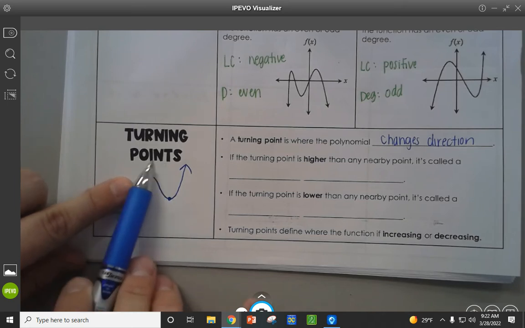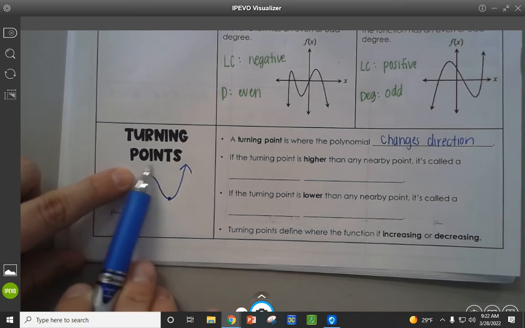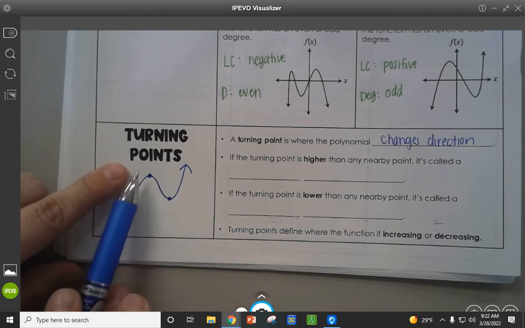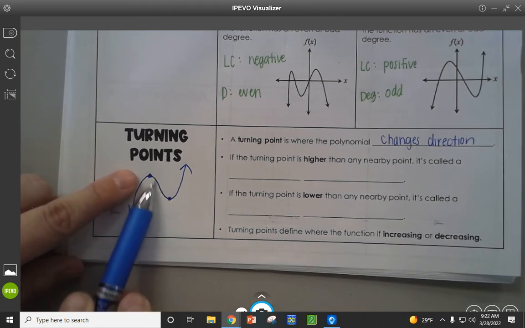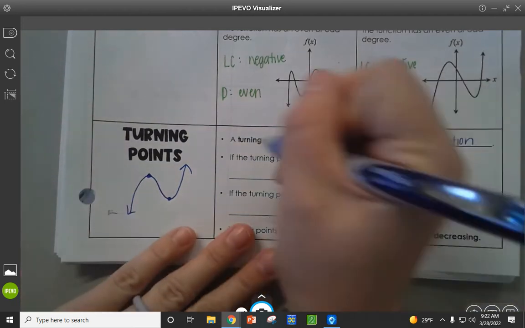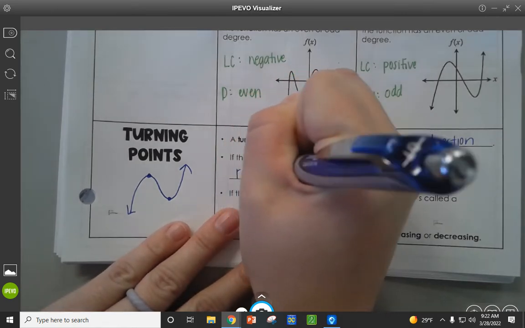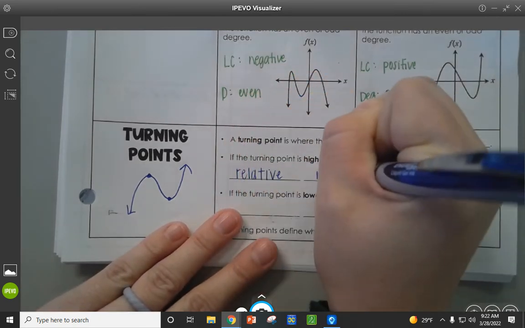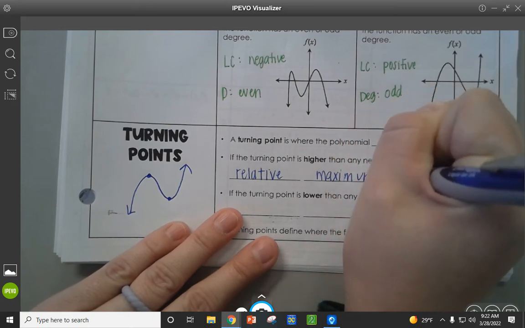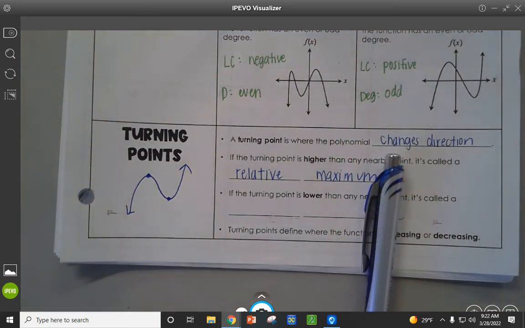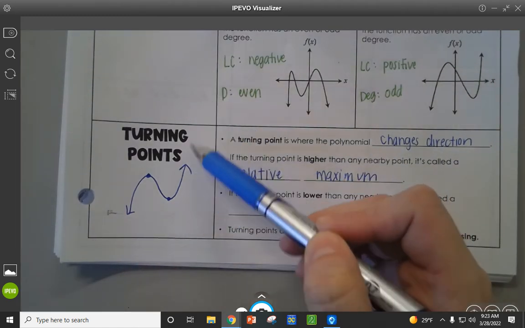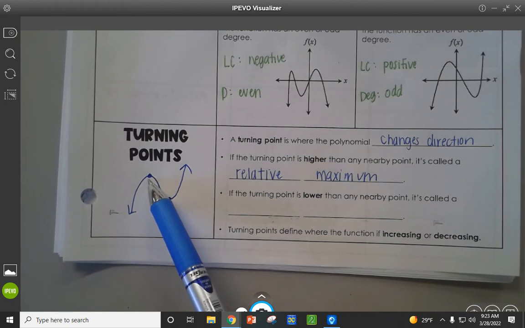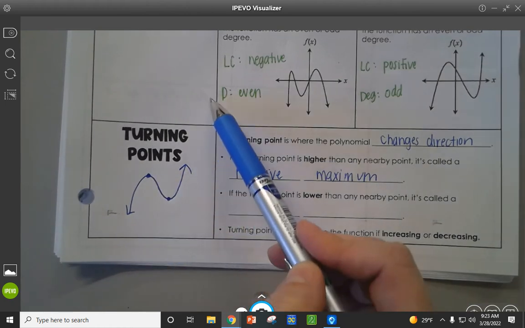If the point is higher, if it's at the top of a hill, we kind of looked at this in quadratics. Do you remember what we would call the point if it's at the top of a hill? A maximum, specifically a relative maximum. And we call it the relative max because really, since this goes up forever, there really is a point that's higher than that. Every point up here is higher.